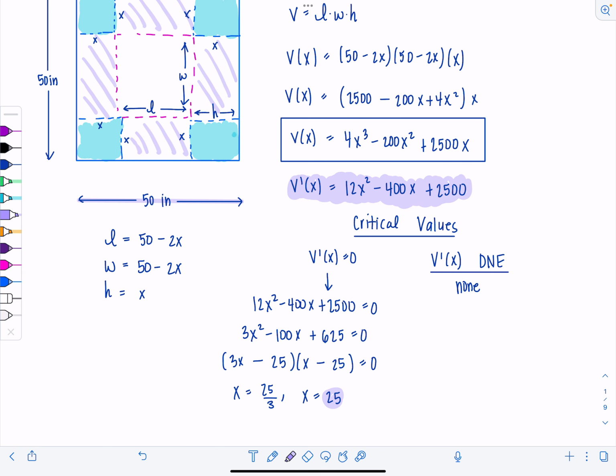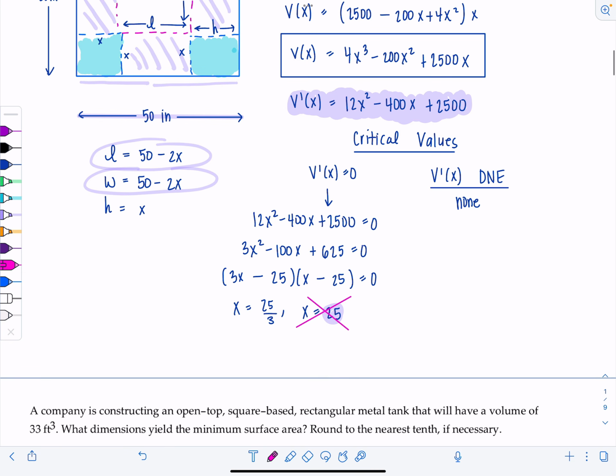And since we're cutting out X and X on each side, if X was 25, you'd be cutting 25 here, 25 here, and you would not be having a box left, right? You would just be cutting the whole thing in half. So the length and the width would be 0. So this is not in the domain of the problem. If X equals 25, we would have no box. So I'm throwing that one away. And usually that'll happen if you get more than one. One of them won't make sense in answering the question, okay?